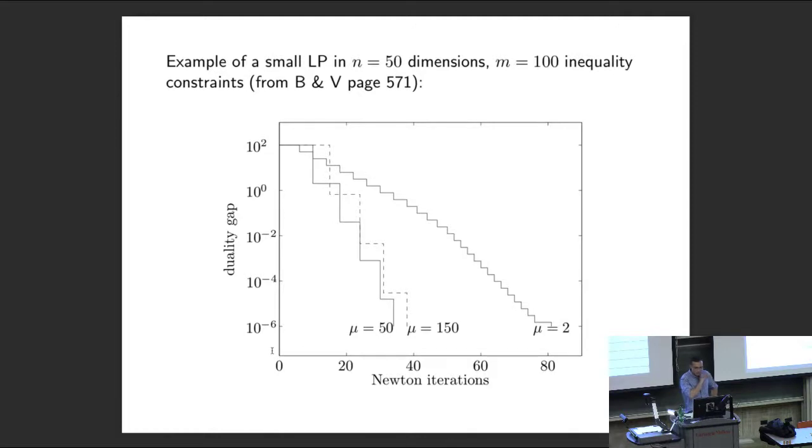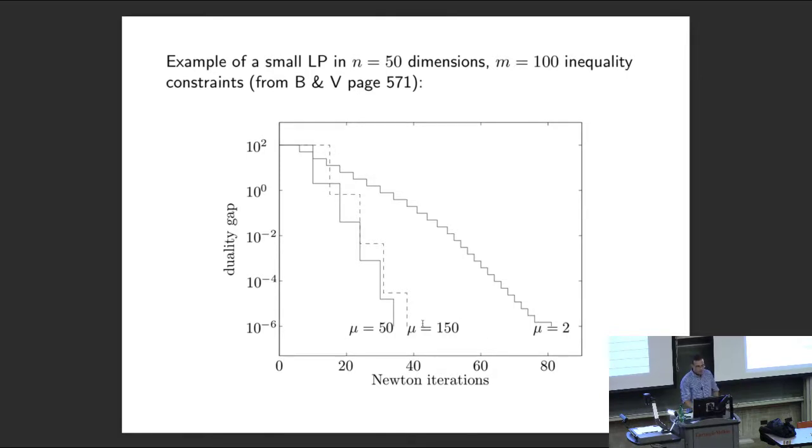I took this from the Boyd and Vandenberghe textbook. It's a small linear program, 50 variables and 100 inequality constraints. And here's different choices of mu. This is mu equals 2. The barrier method converges in 80 iterations total. This is counting all of the Newton iterations required, so the total number of iterations is a more honest thing to report. Because as we vary mu, you'll get different behaviors in terms of the number of iterations versus outer iterations. So counting the total number of iterations is the fair comparison.